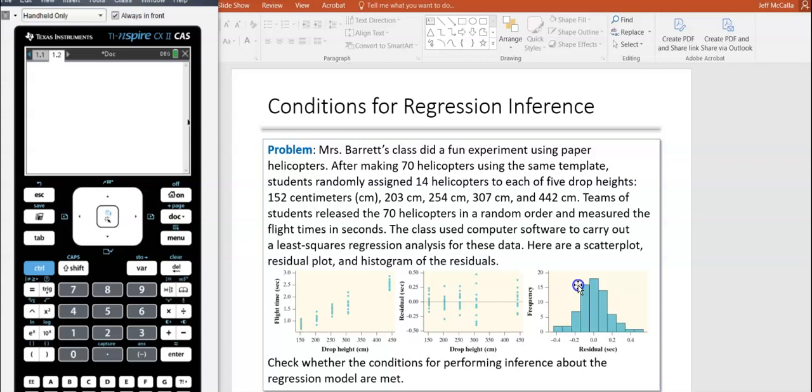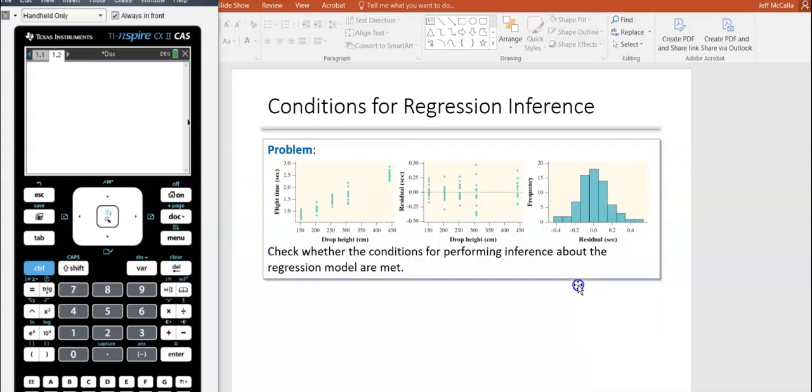Here's a scatter plot, the residual plot, and a histogram of the residuals. So these are all of the residuals here. So check whether the conditions are true.